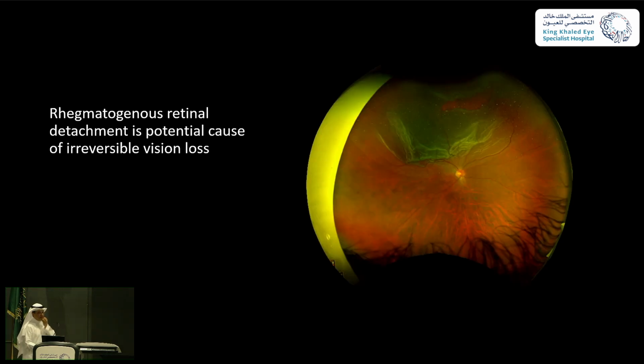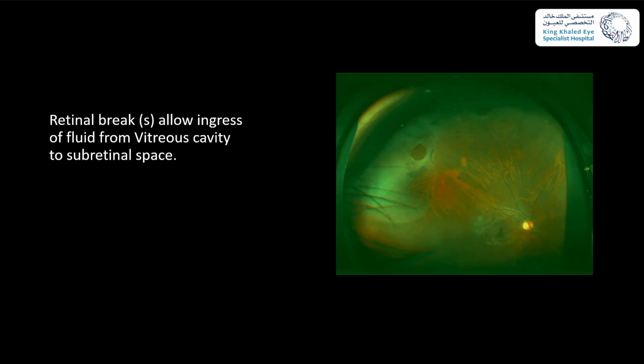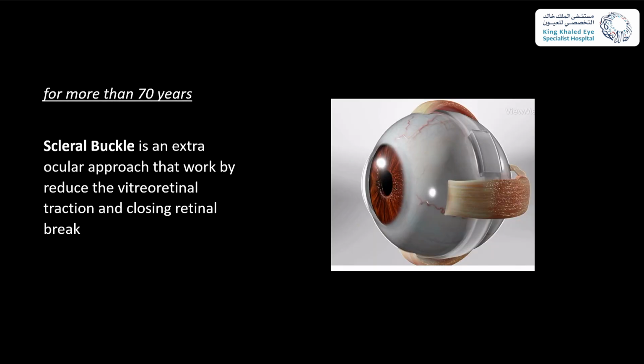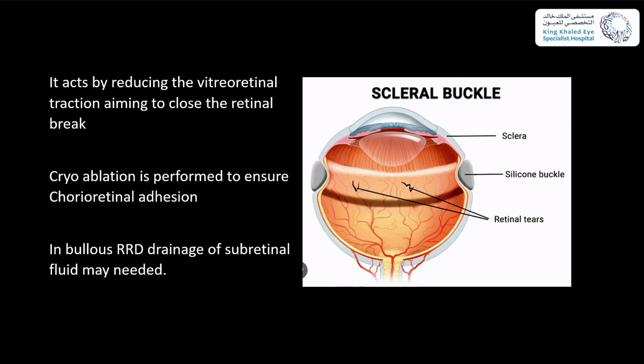Rhegmatogenous retinal detachment is a well-known disease, and it is a potential cause of irreversible loss of vision. Retinal breaks allow ingress of fluid from the vitreous cavity to the subretinal space, and management started about 70 years ago with buckling. It's an external procedure that acts to reduce the vitreoretinal traction, and we apply cryoablation to create chorioretinal adhesion.